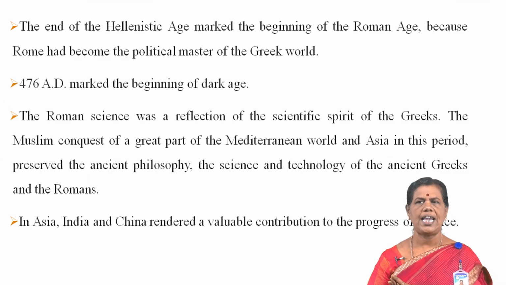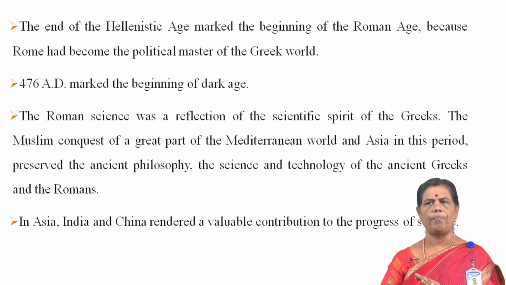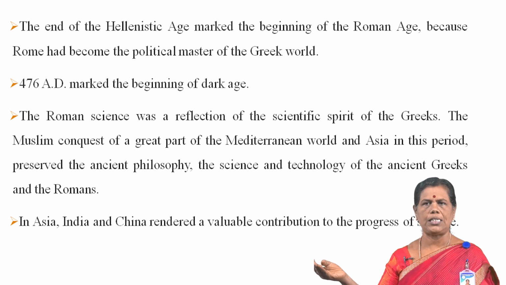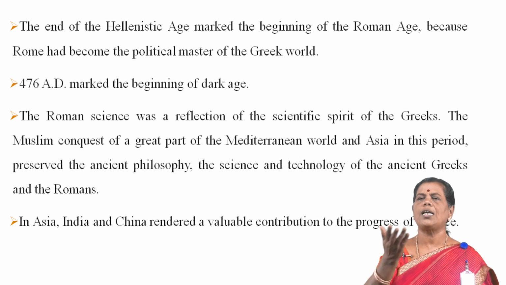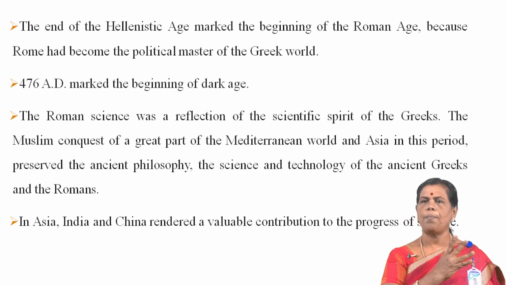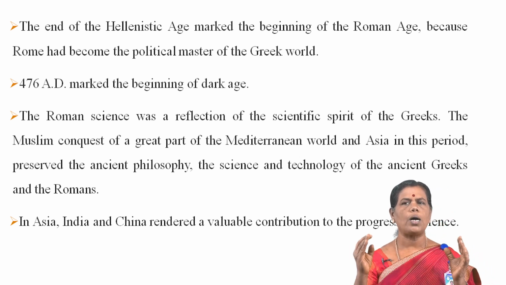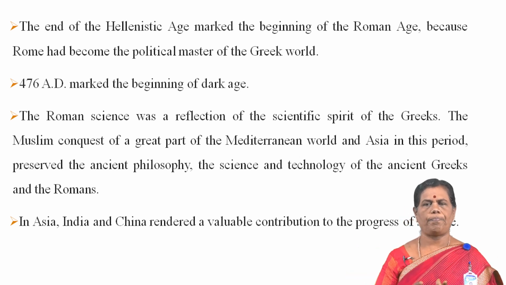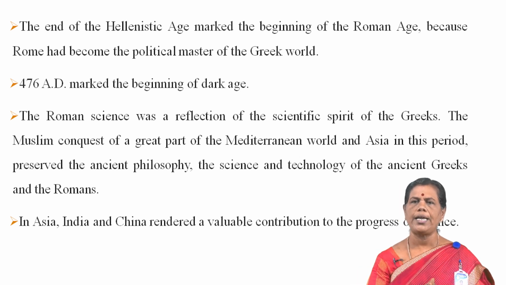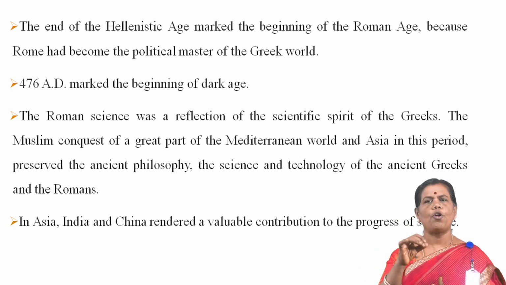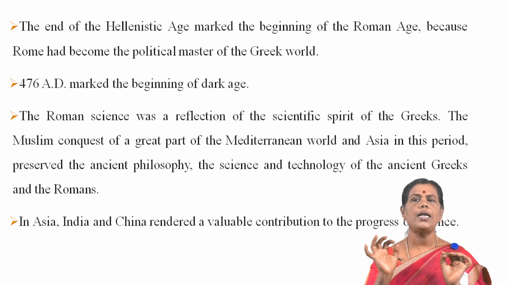And the end of the Hellenistic age marked the beginning of the Roman age. You know, the war between Greece and Rome resulted in the beginning of the Roman age. The Hellenistic age in Greece came to an end by the war between Greece and Rome, because Rome had become the political master of the Greek world. They assimilated the Greek knowledge into Rome. In 476 AD, the fall of the Western Roman Empire marked the beginning of the Dark Age.